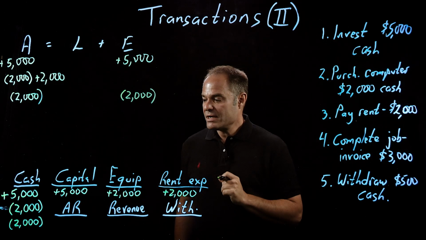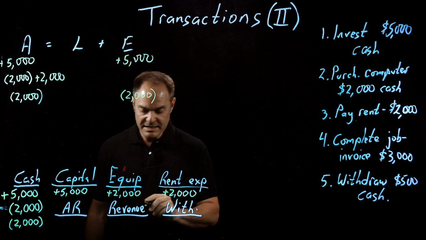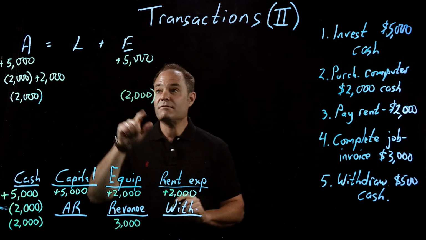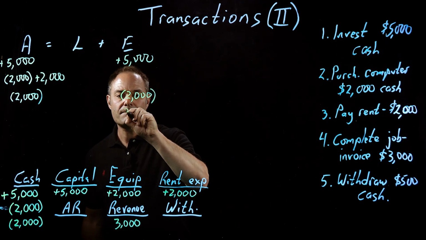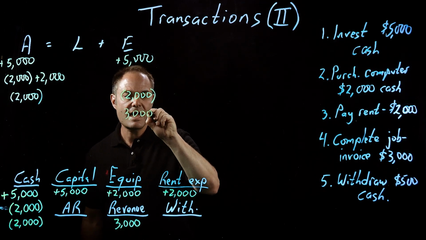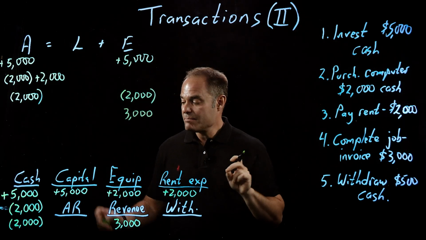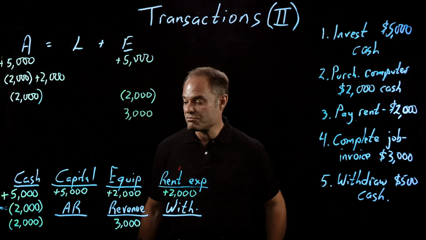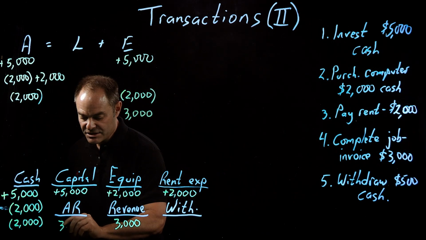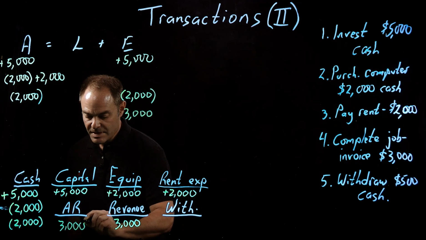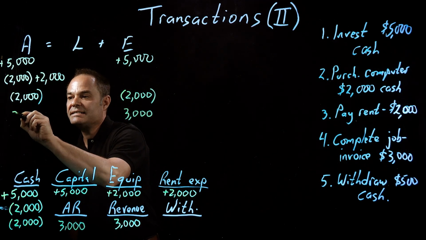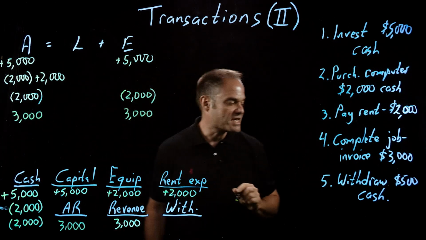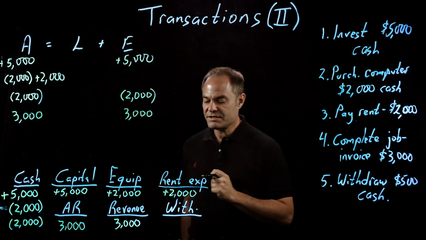Next, he completes a job. So that's going to be revenue. Well, he's going to have revenue of $3,000 for completing the job. And we can put that right up here. Revenue is equity, so $3,000. And he didn't receive the cash yet, but instead he received an account receivable, or he sets up an account receivable, meaning that he's owed $3,000. So we'll put that under accounts receivable. And that's an asset. Claims that the company has are assets. Plus 3,000, plus 3,000.